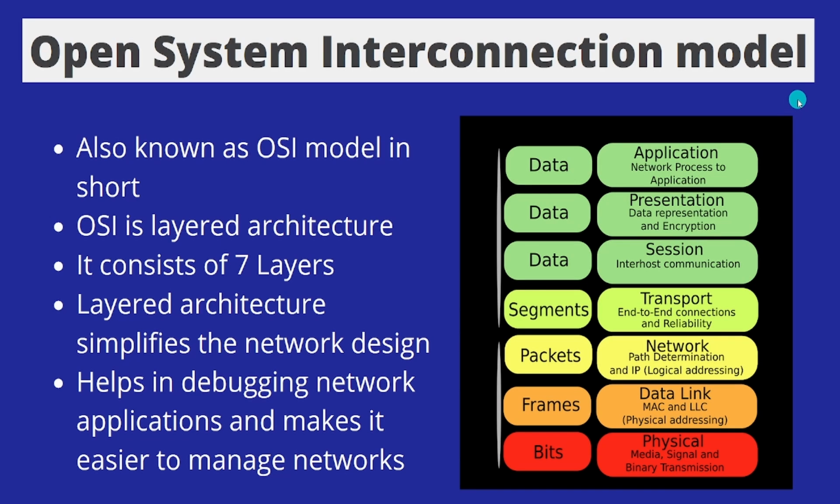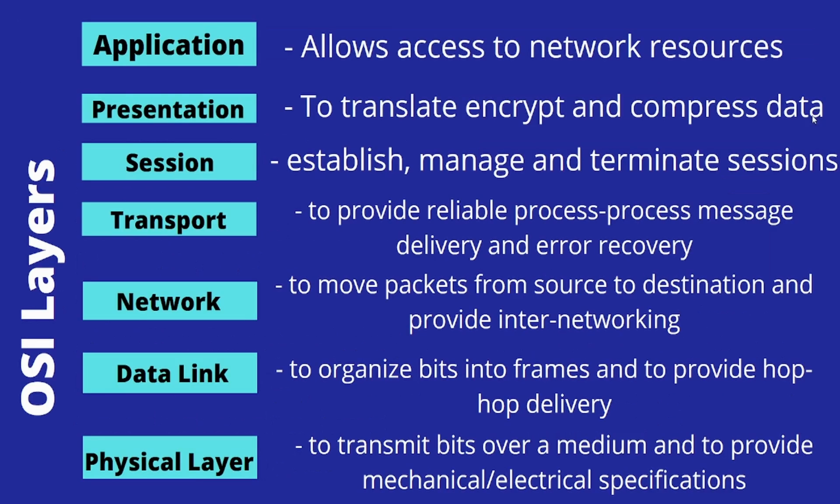Now we'll be learning about the Open System Interconnection model, also known as the OSI model in short. OSI is a layered architecture. It consists of 7 layers. The layered architecture simplifies the network design. As it's a layered architecture, it helps in debugging the network applications and makes it easier to manage.